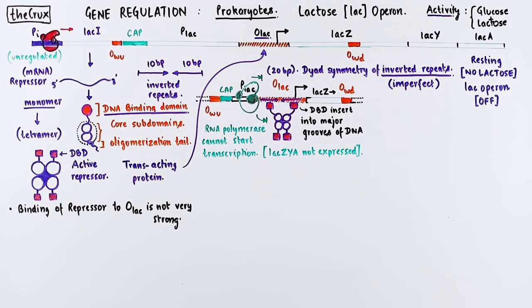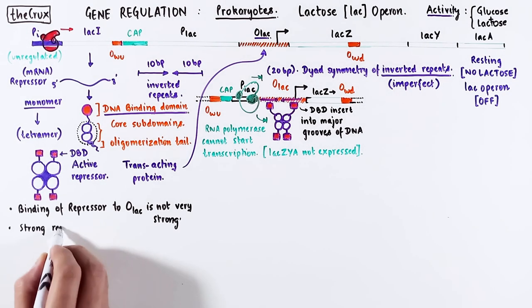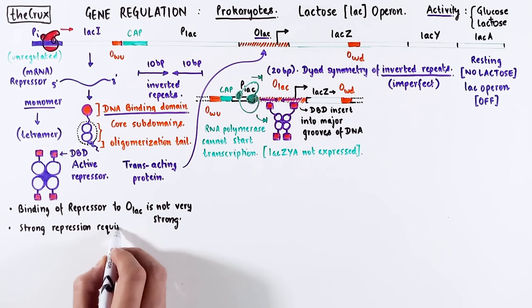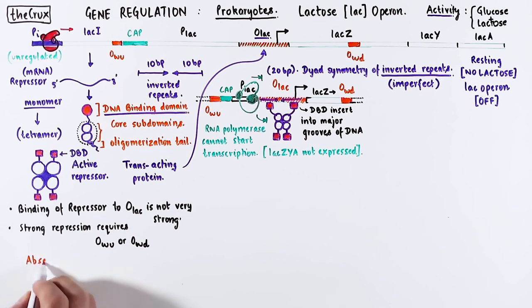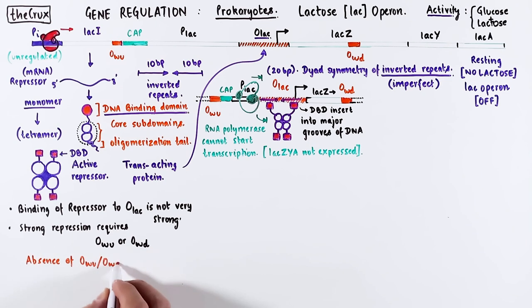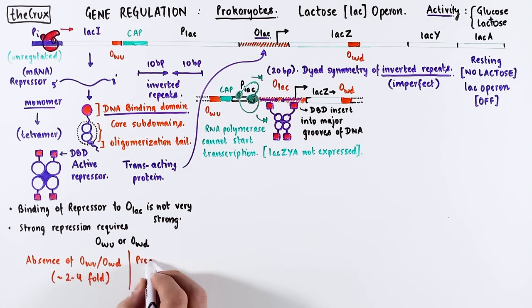And therefore, a strong repression in the LacZYA expression requires that the weak operators at the upstream and downstream positions take part in the binding with the repressor. Again, just to make things a bit quantitative, in the absence of upstream and downstream operators, the repression is only about 2-4-fold, which is fine, but in contrast, when the upstream and downstream operators also engage in the repressor binding, the repression of LacZYA expression is more than 50-fold. That is a big, big difference. So how does this work then?